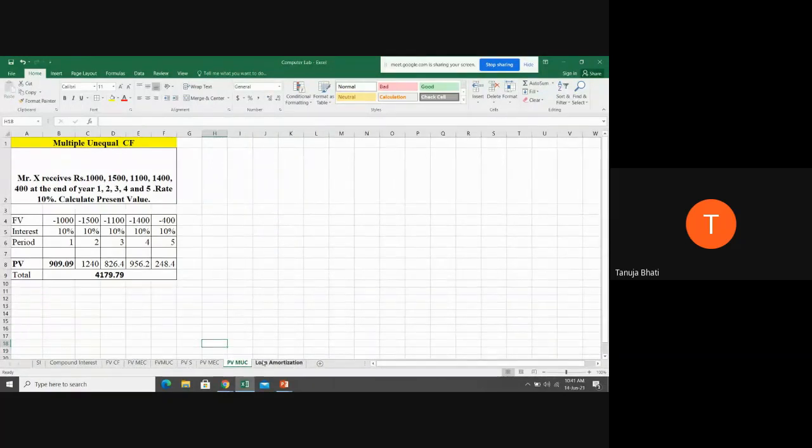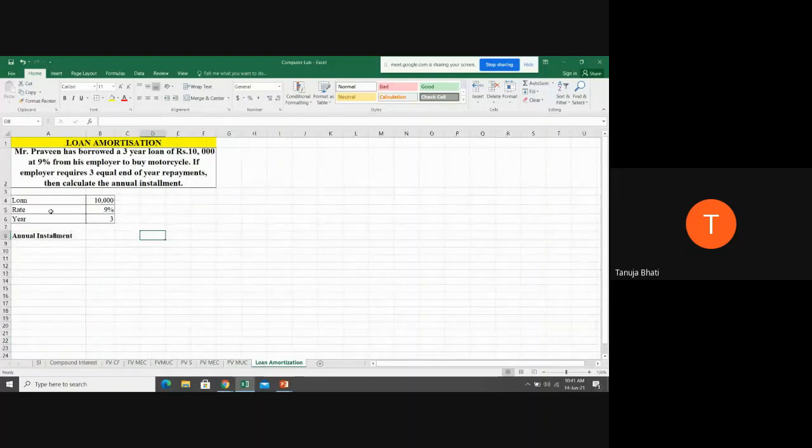Next, we will do a sum on loan amortization. In short, the problem is that the loan is for 10,000, the rate is 9%, the period is 3 years. So first, what do we need to calculate, students, always in loan amortization? Annual installment.